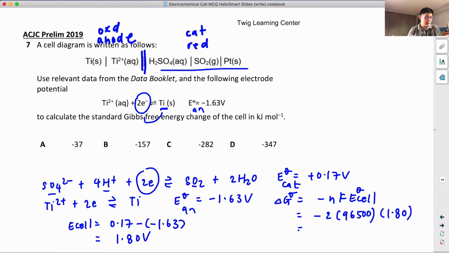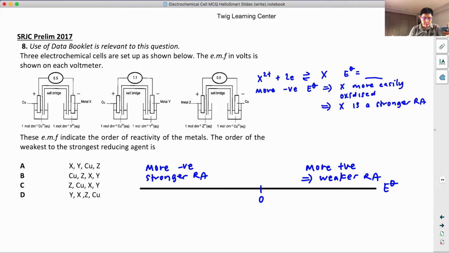Okay, work it out. Let's see what the answer is. I think you should get a value of minus 347,000 joules per mole. After that, you have to convert it to kilojoules per mole, so the answer would be D. When you use this formula, remember it's always in kilojoules per mole. Okay, let's look at question 8.